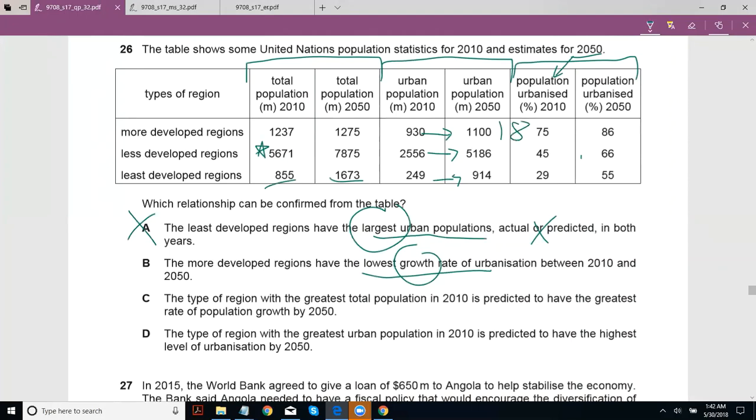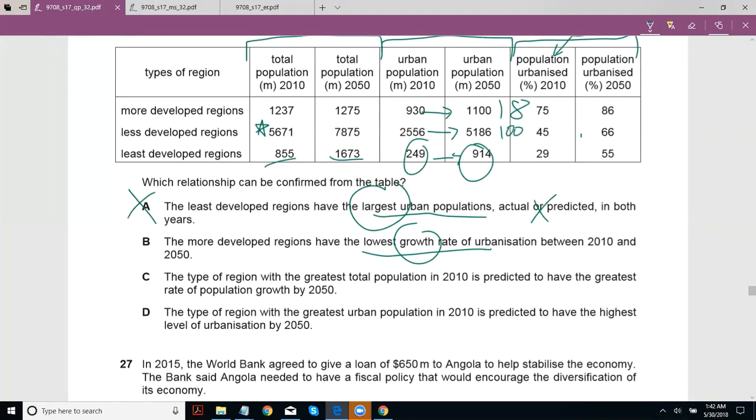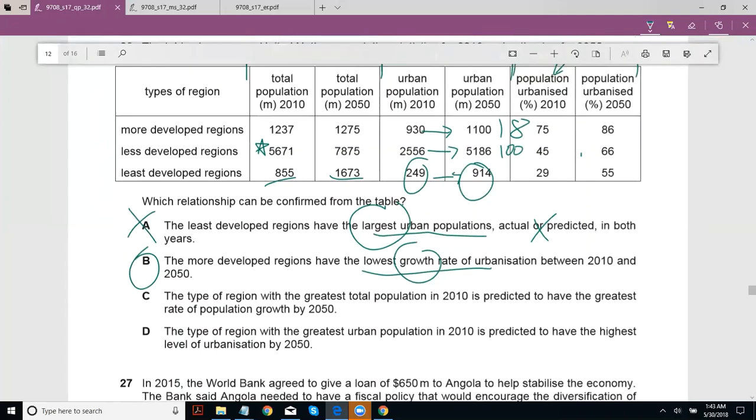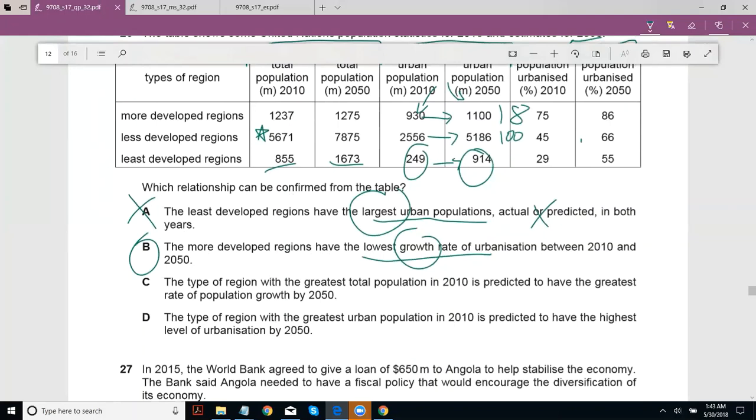If you look at the rest, that's 5186 minus 2556 divided by 2556 into 100. So this is like 100% change. This is definitely more, and I don't want to put this in my calculator, but I can just see this is obviously going to be some 300% change or something. So clearly, I think we can conclude that the more developed regions have the lowest growth rate of urbanization, because if you look at the urban population, the percentage change isn't as much as the other two regions. Let's look at the other options anyways.